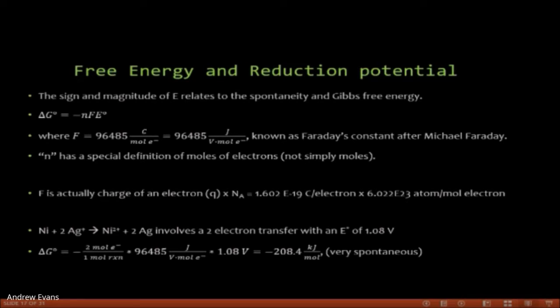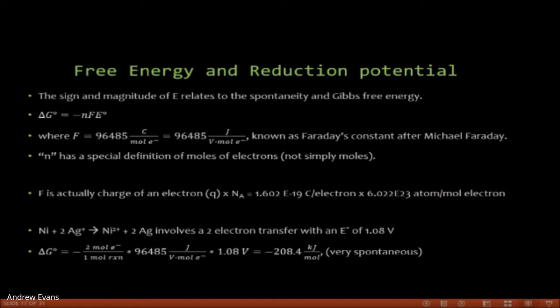So what would I do? I'd take 1.08 volts times 96485 times 2, because nickel lost 2 and silver gained 2 electrons, and make it negative. Now that would give you a really big number. However, once you divide by 1,000, it becomes still a rather large number. Negative 208.4 kilojoules per reaction.